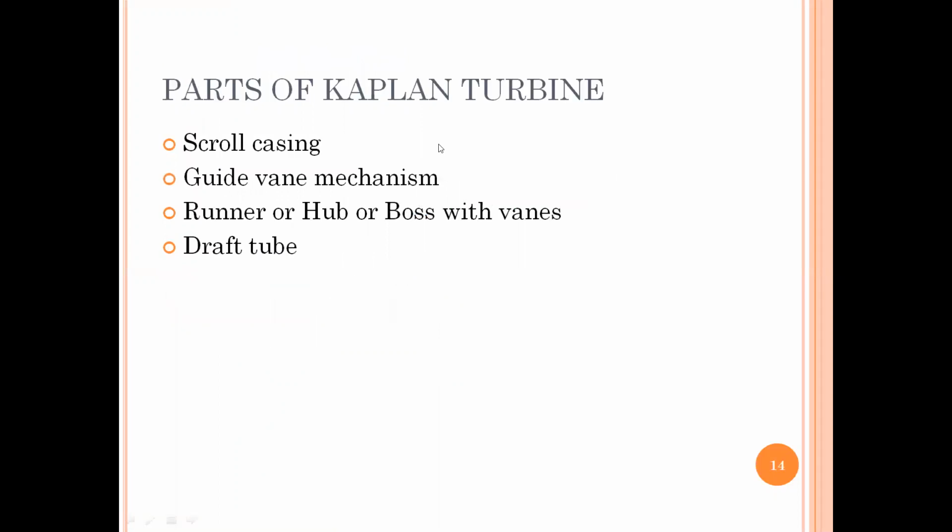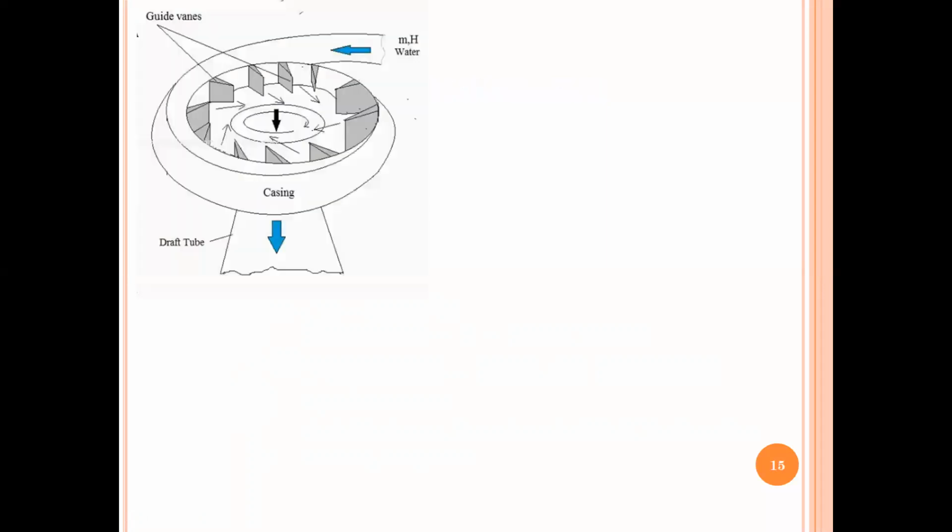Now the parts of the Kaplan turbine are a scroll casing, guide vane mechanism, runner or hub or boss. The hub or boss is a typical name if I use the Kaplan turbine with vanes, and the draft tube. You can see it is almost similar to your Francis turbine. A Francis turbine also has a casing, a guide mechanism, then the runner and your draft tube. Now there are slight differences between the both, which we'll be seeing here through the diagram.